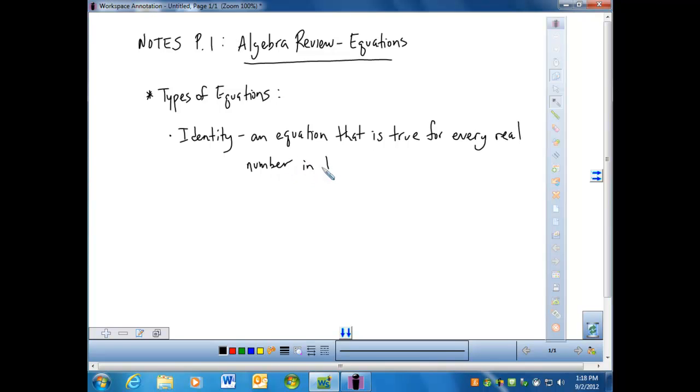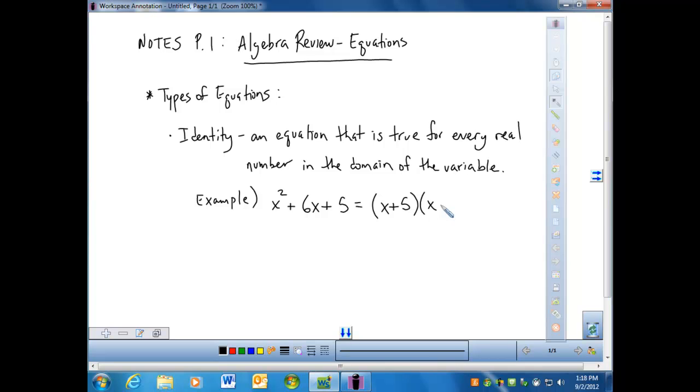You may remember from algebra that the domain are the numbers that can be plugged in to a function. And as you look at the example of an identity, you'll notice that really what it is, is just a rewrite of the same idea, or of an equal idea. In this example here, you can see that x squared plus 6x plus 5 is exactly the same thing as x plus 5 quantity times x plus 1 quantity. So that's an identity.